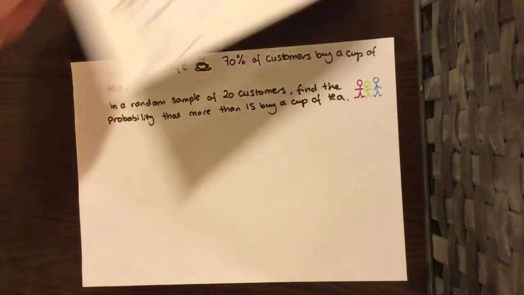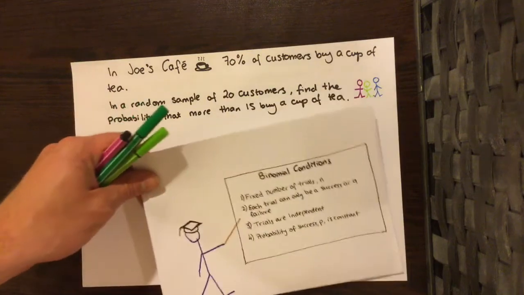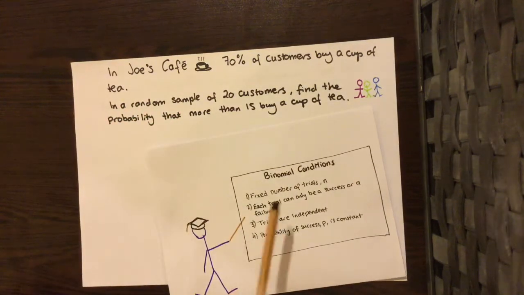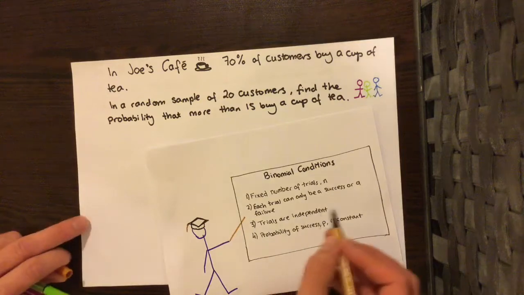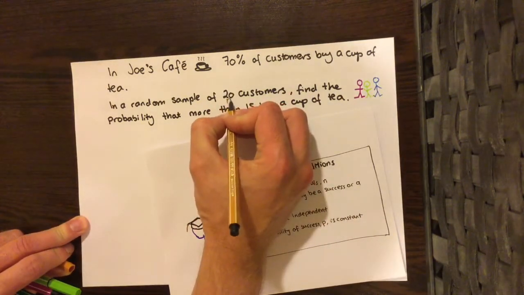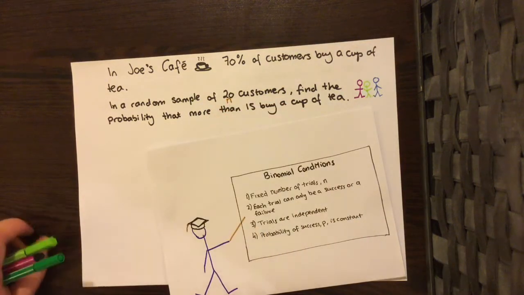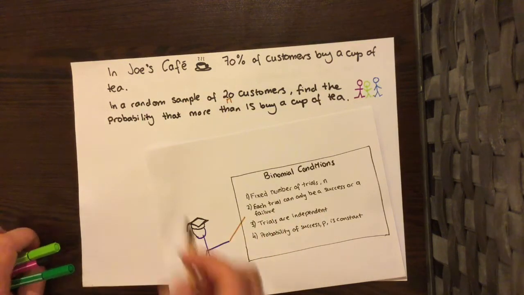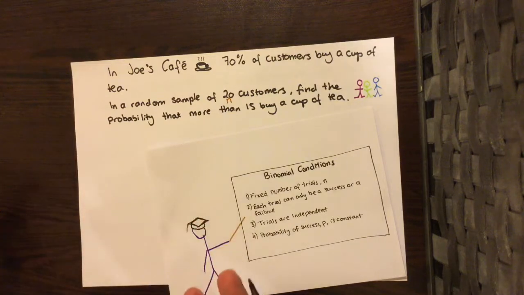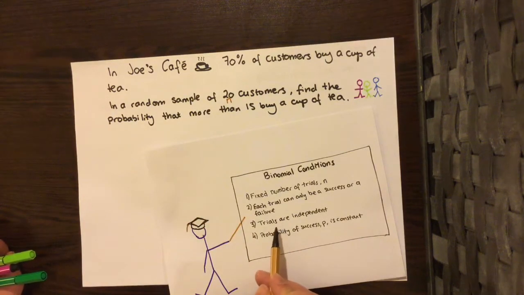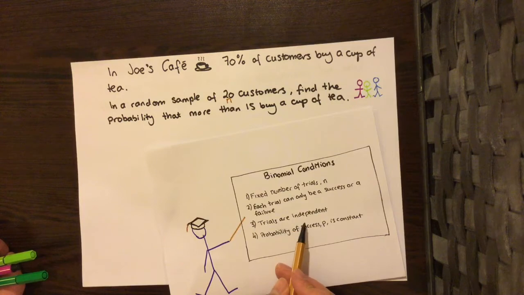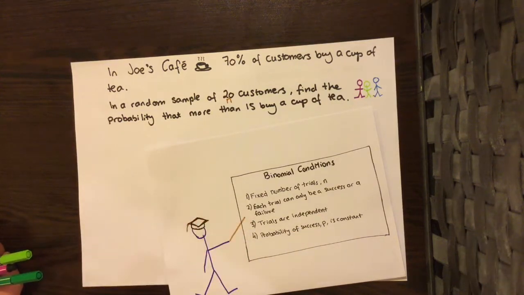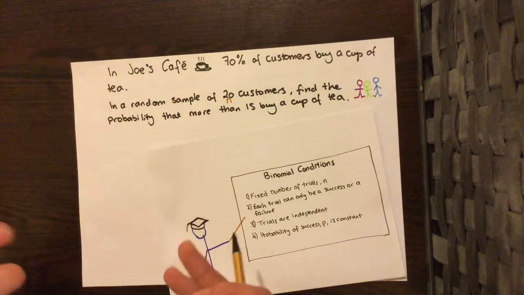Let's do a quick check first of all. Is it binomial? So, are there a fixed number of trials? Yes, there are 20 of them. Can each trial be a success or a failure? Yes, either they buy it or they don't buy tea. Trials are independent. Okay, so we're going to assume here that every customer is unique, individual, and they're not affected by the choices of the person in front or behind them in the queue.